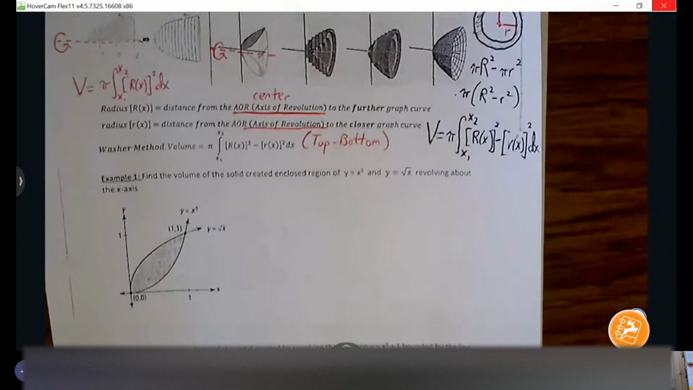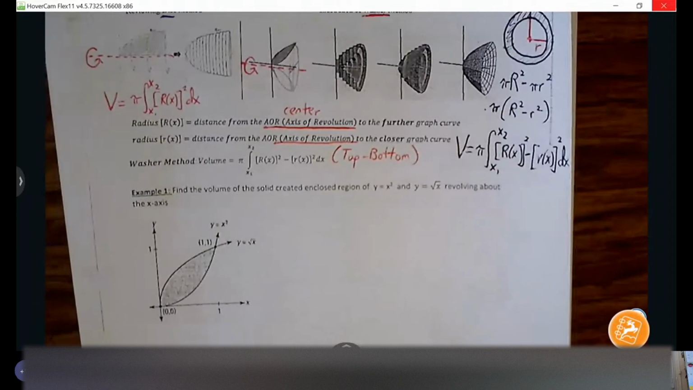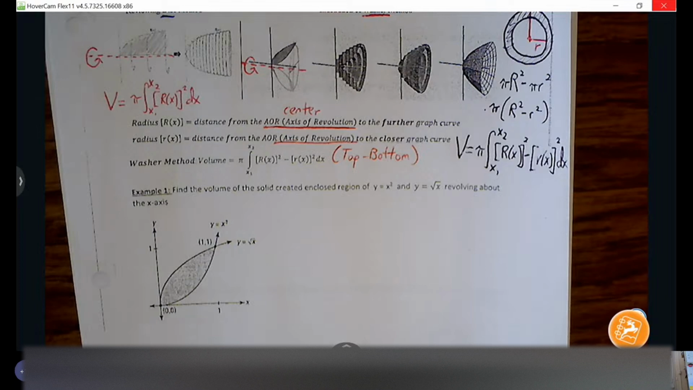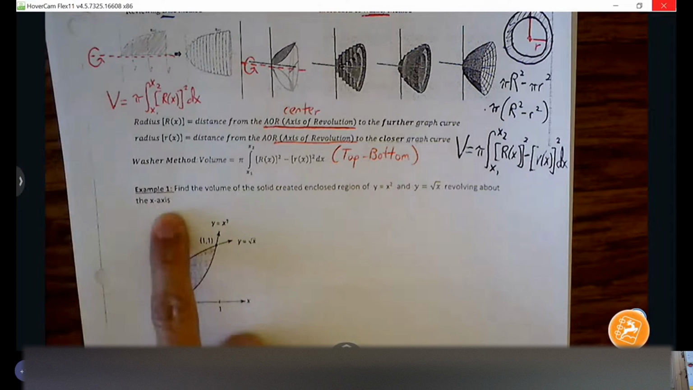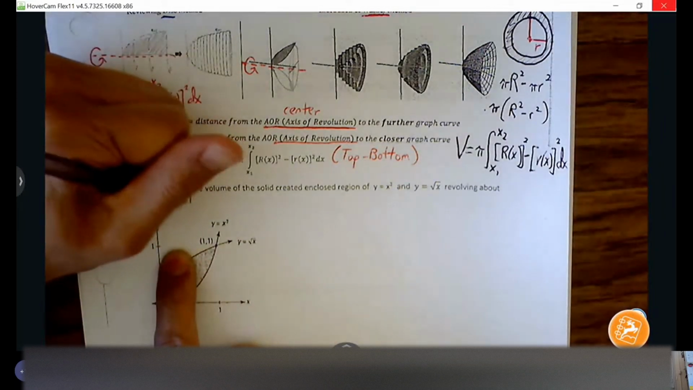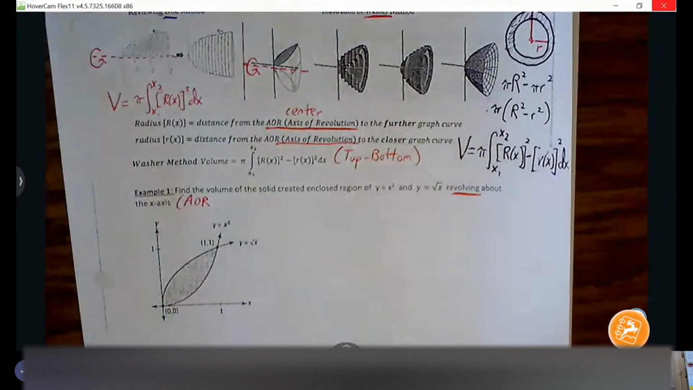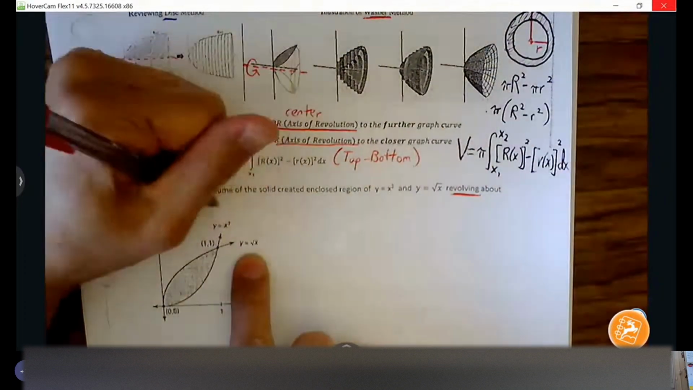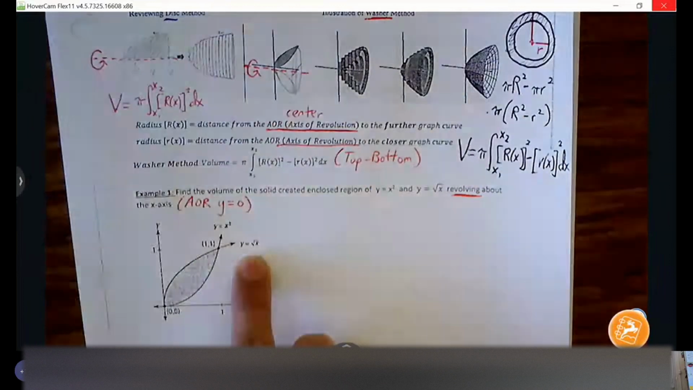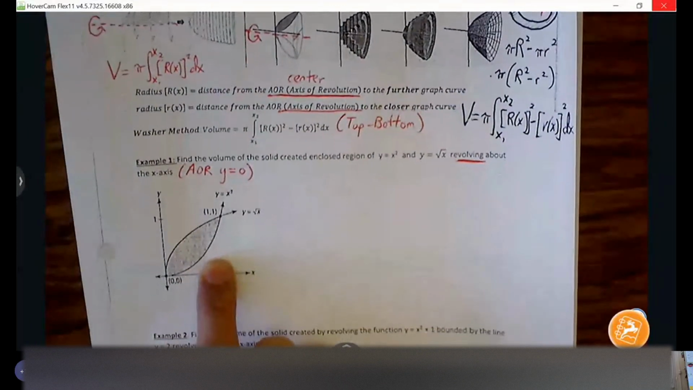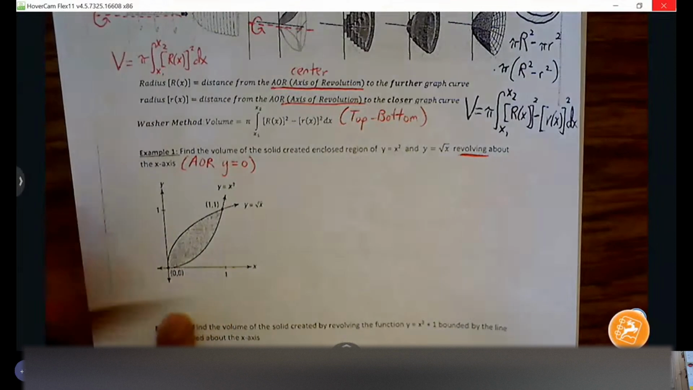Now let's look at example 1 and see if we can follow the formula and build everything that we need to find. Find the volume of the solid created by the enclosed region y equals x squared and y equals square root of x revolving about the y-axis. Sorry, x-axis. So the x-axis has the equation of y equals 0, and that's my axis of revolution because I see the word revolving. I know that if I see the word revolving, it's about to tell me where the axis of revolution is. Okay, axis of revolution is at y equals 0. That's where the dotted line goes.